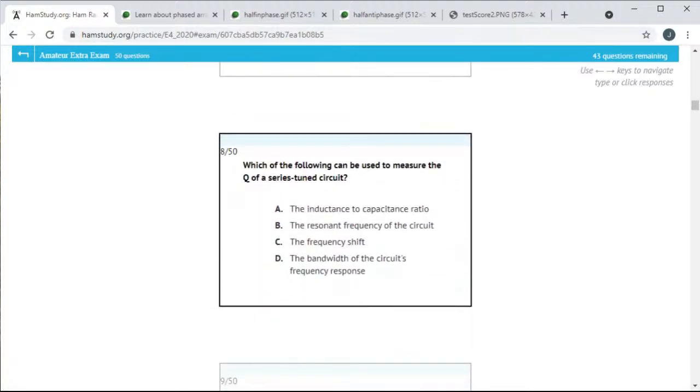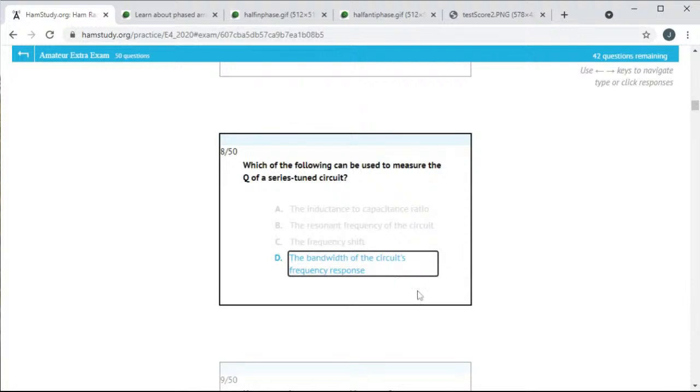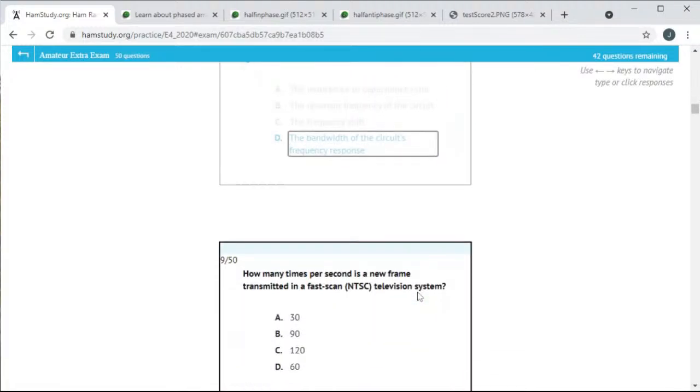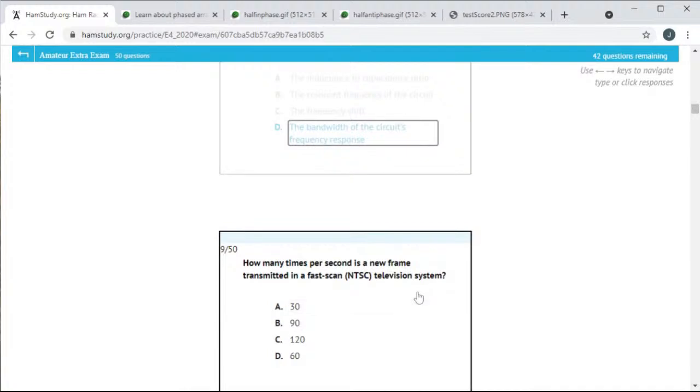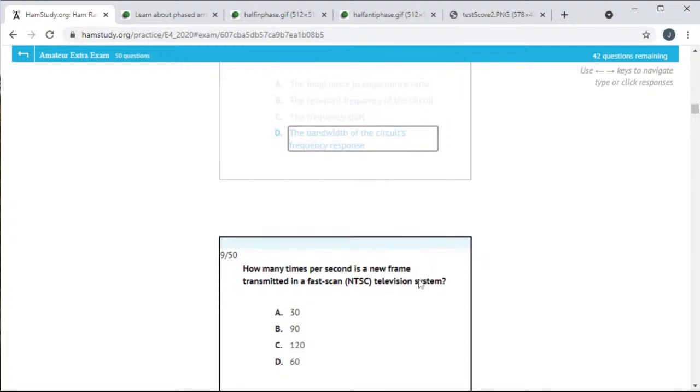Which of the following can be used to measure the Q of a series tuned circuit? A, the inductance to capacitance ratio. B, the resonant frequency of the circuit. C, the frequency shift. D, the bandwidth of the circuit's frequency response. I'm going to go with D because Q is related to bandwidth: the lower the Q, the wider the bandwidth.